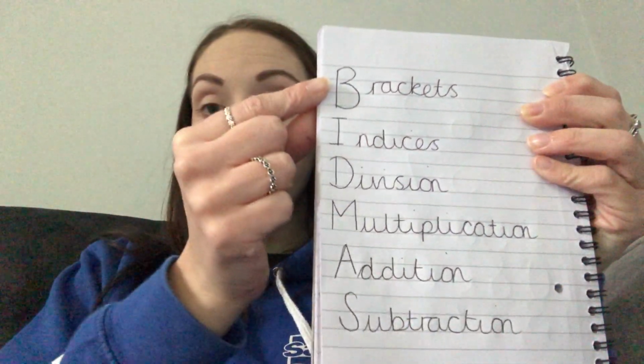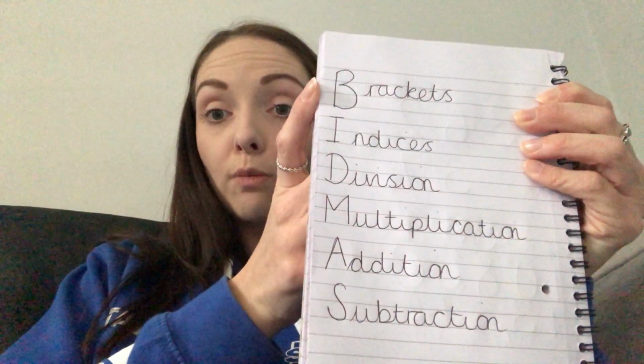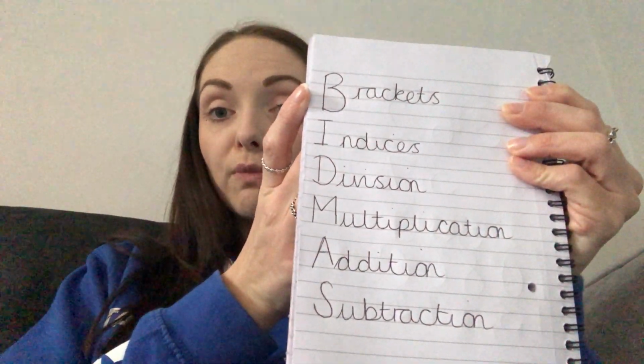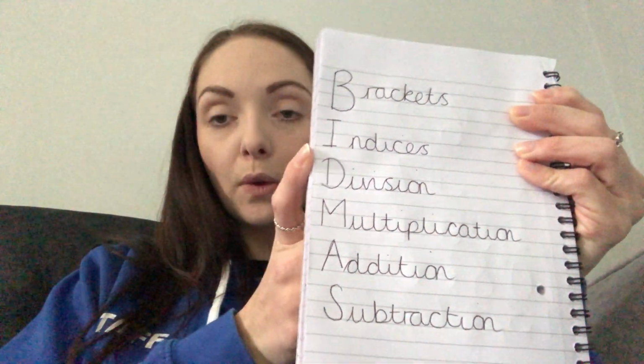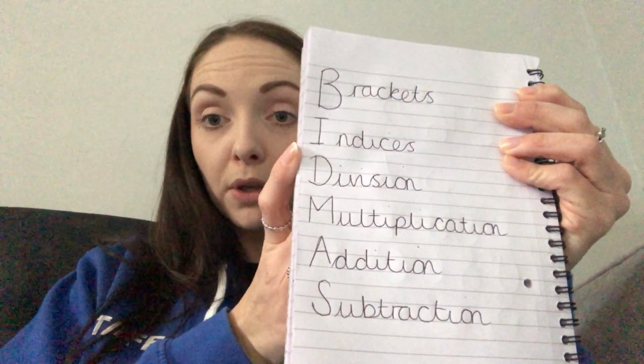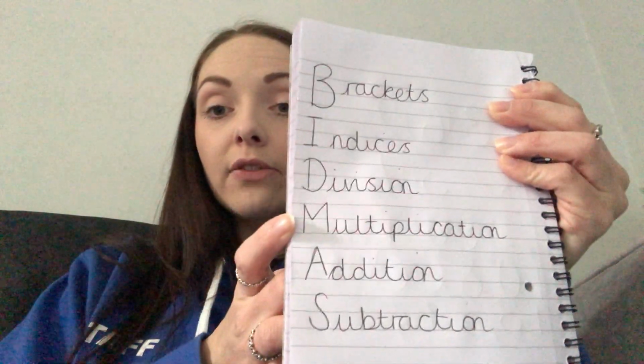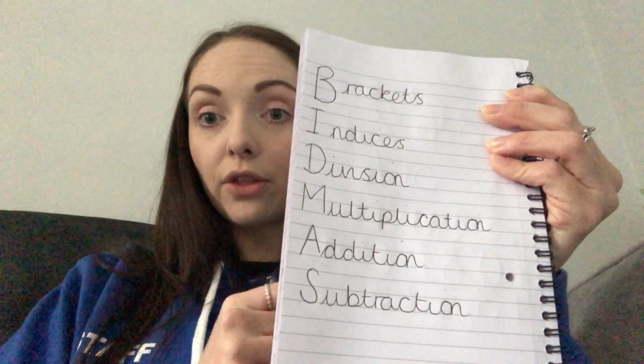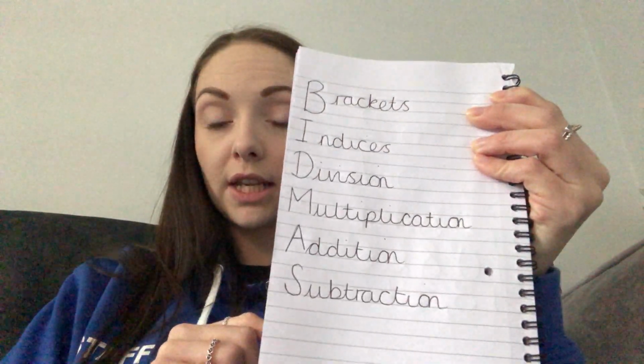So we've got B for brackets, which we know always comes first. We've done that in Beat It, haven't we? So brackets always come first. Then indices, which is your squared and cubed numbers. Then division, then multiplication, then addition, then subtraction. This is the order that you need to go in to solve the answer to these questions. Let's do one together as an example, and then you should know what you are doing. Let me write it out nice and big for you so you can see it.